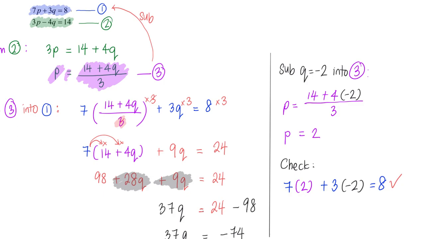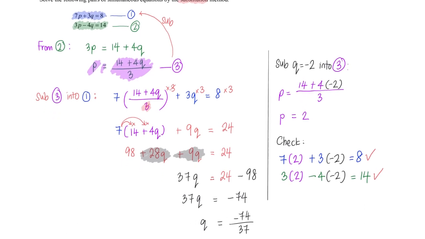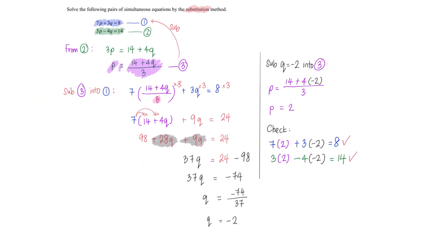And just to make sure that it is indeed correct, 3 times p, which is 2, minus 4 times q, which is negative 2. Does this give me 14? Yes, it does. And so we have confirmed that our answers are correct. And we are done with this question.